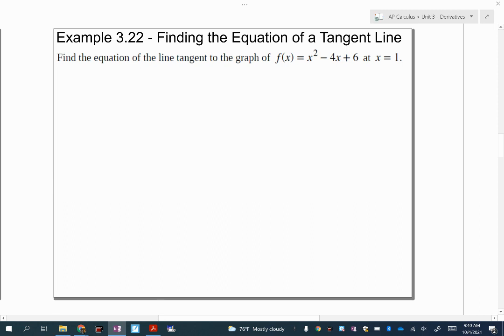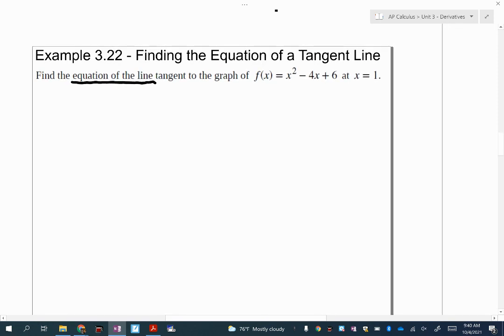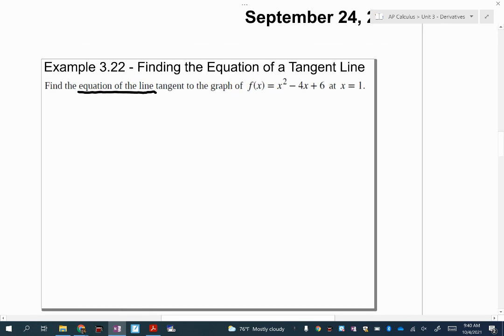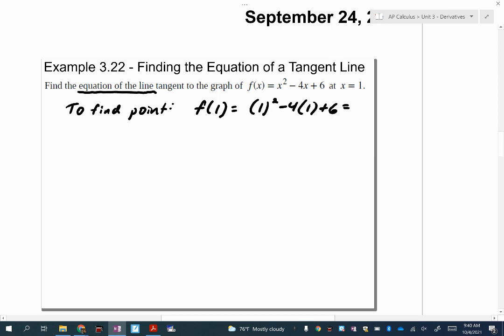Okay, so the first thing I'm going to need, I guess it doesn't need to be the first thing, but I'll do it first, is to find the equation of a line. I am going to need a point and a slope. And they've already given me one part of the point, right? They give me x equals 1. So to find the rest of the point, I'm going to do f of 1. So 1 squared minus 4 times 1 plus 6. That's 1 minus 4, which is negative 3. Negative 3 plus 6 is positive 3. So my point is (1, 3).